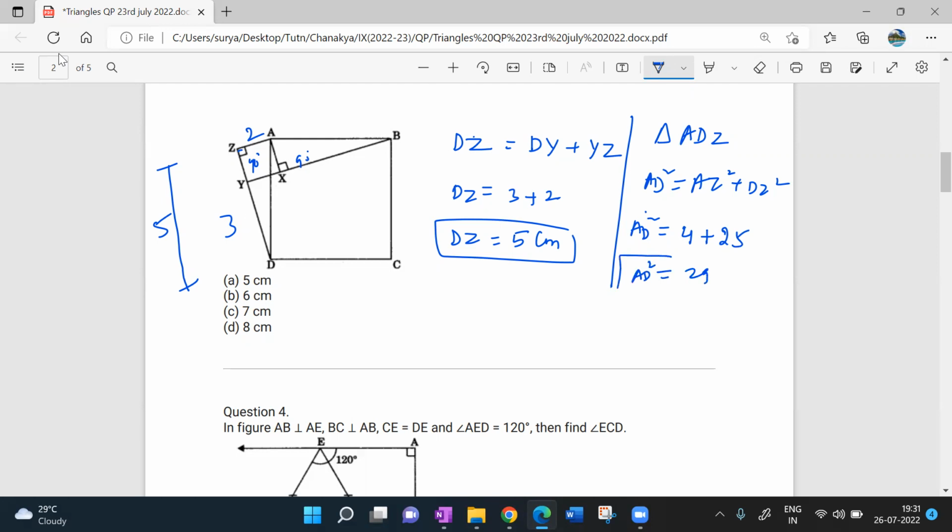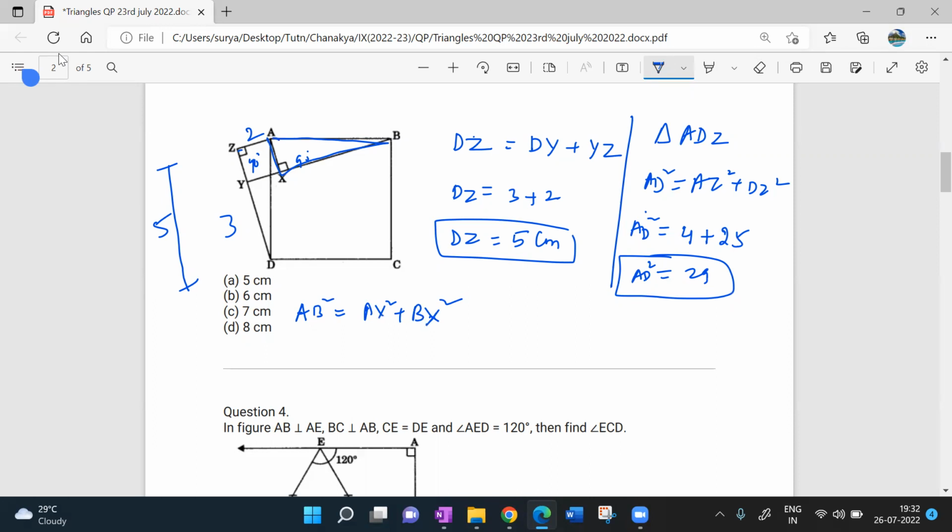Instead of doing this, those two triangles are congruent. Now let us use this triangle AX. AD square is equal to AB square plus AX square plus BX square. Correct? Instead of doing this, we can do SAS.